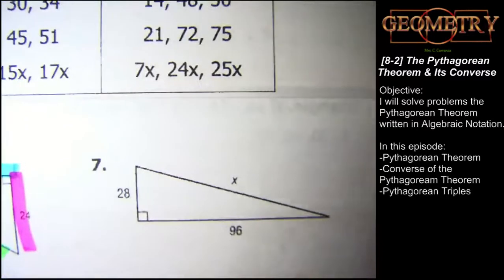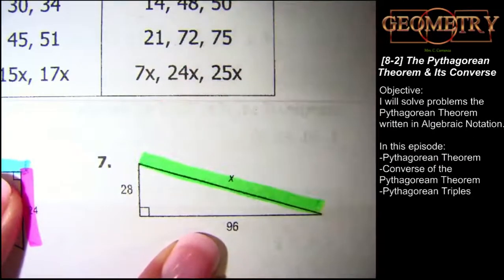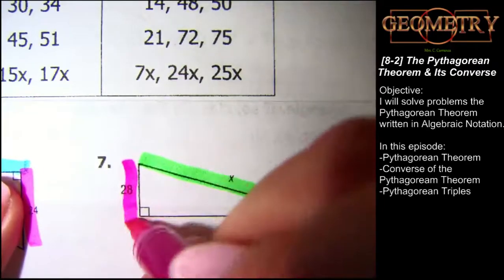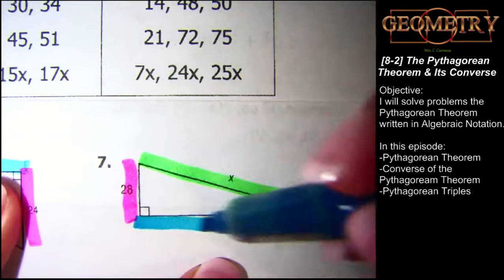Looking at number 7. Number 7, very similar setup. I'm trying to find the measure of the hypotenuse. Here are the measures of my two legs.